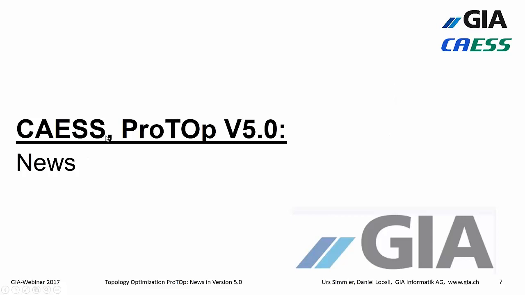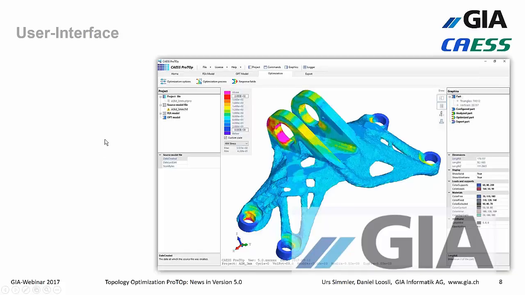But right now let's talk about the news in ProTOp. ProTOp, as I told before, is coming from this Slovenian company. The Slovenian company CAESS is a partner of PTC, and they have provided a topology solution for about 2.5 years, which can be nicely connected to PTC Creo Parametric or to other CAD tools.